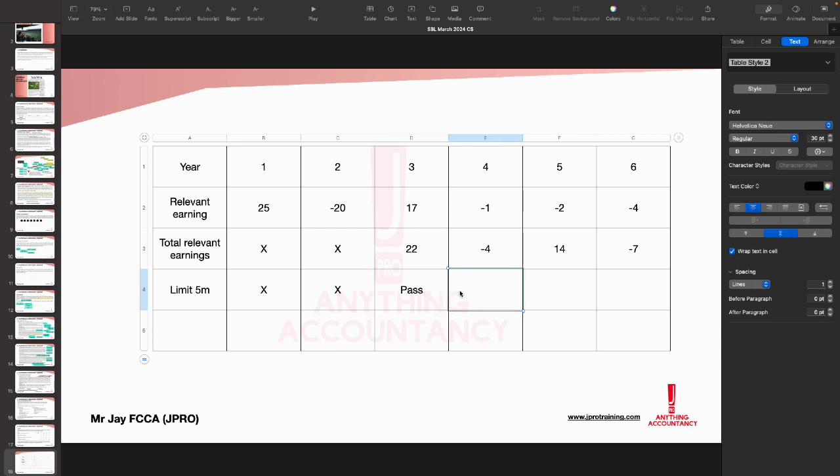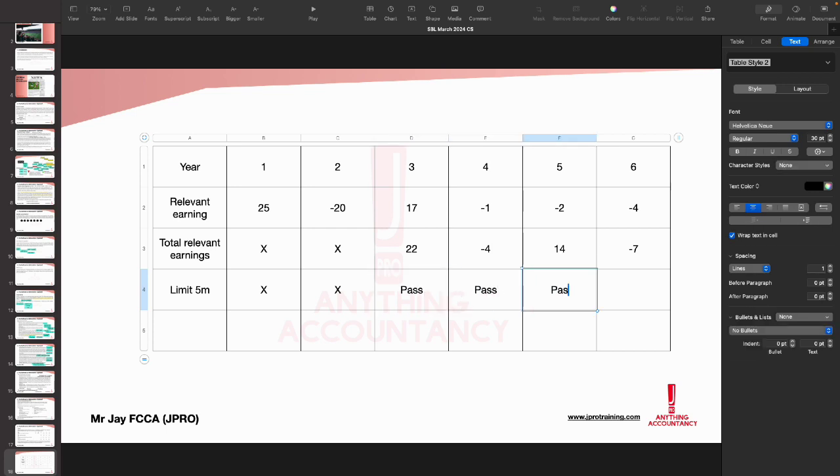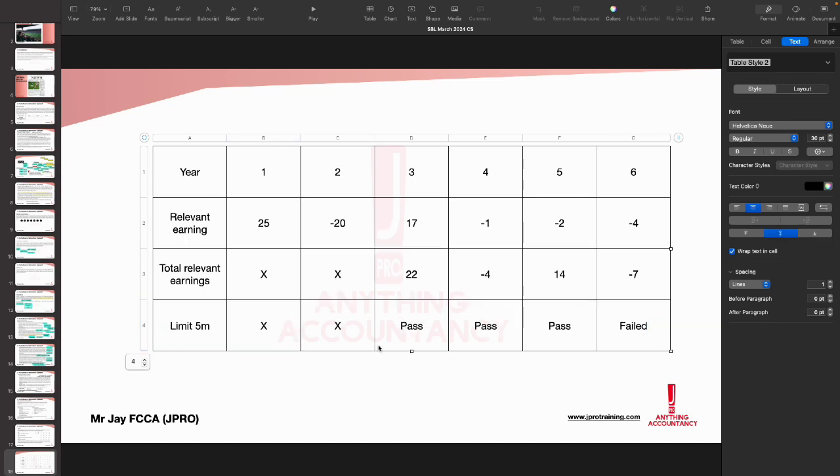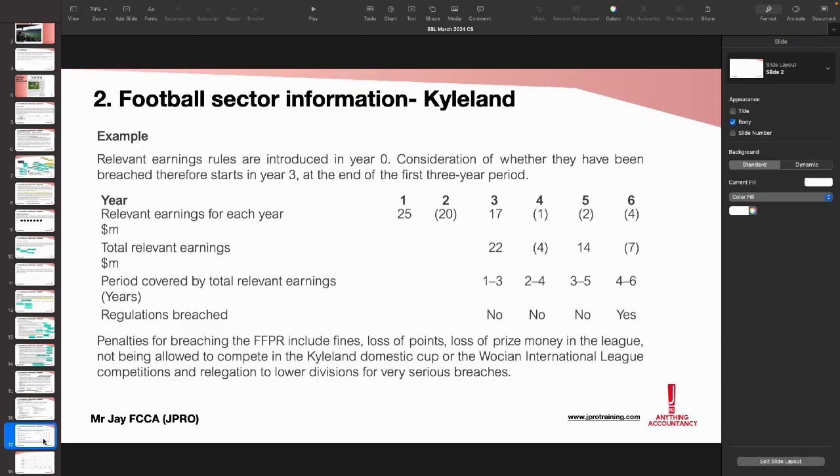Pass, pass, because it's still not yet 5 million. This is pass, and this is failed. Okay, this is where you get failed and you might get sanctioned. So that's basically what they have shown there. I hope you understand the mathematics that was involved in this calculation.